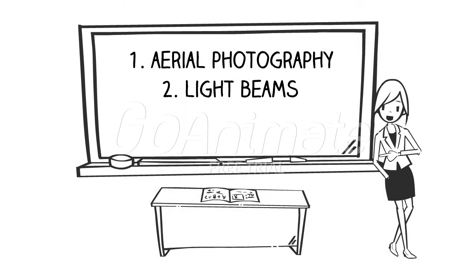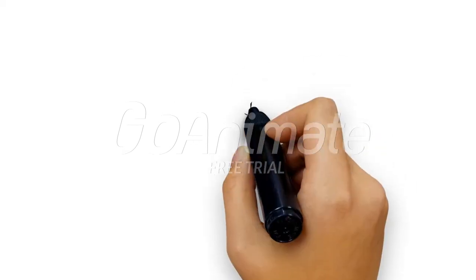We're almost done here. Finally, let's see where similar triangles are used in daily lives. They are used in aerial photography to measure the distance from the sky to the ground. It is also used in light beams to see the distance from the light to the target.